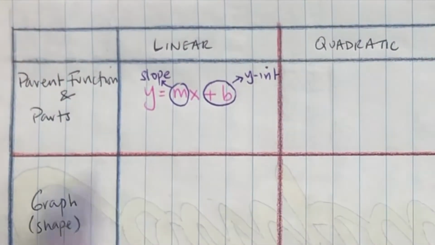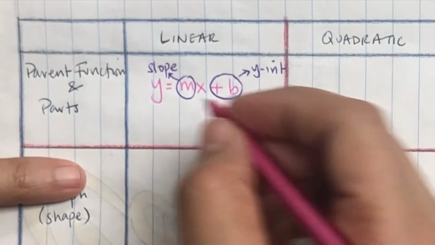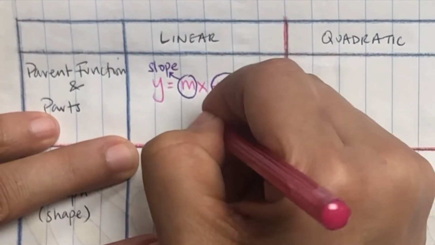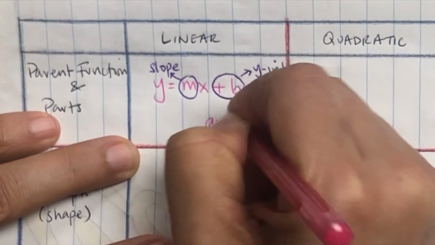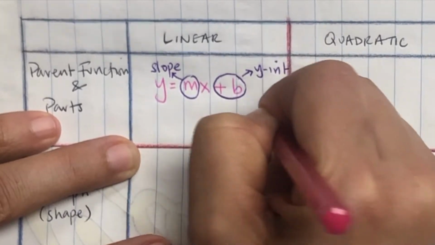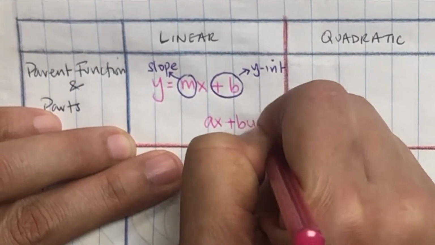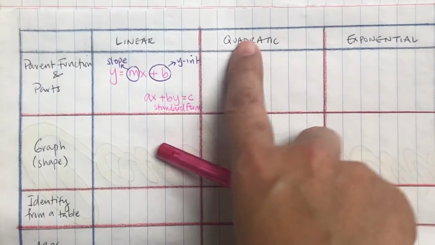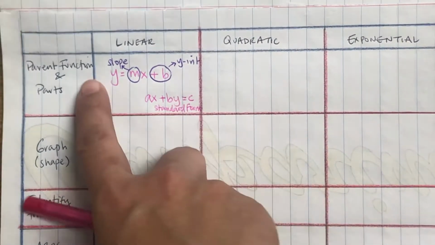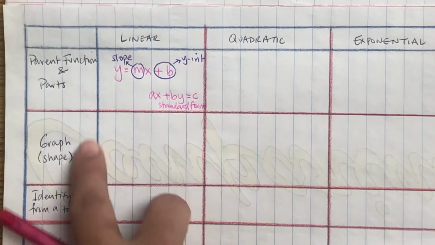Okay, I'm going to go ahead and write it down in standard form as well. So in standard form, what does that look like? It looks like ax plus by equals c. So this is standard form. All right, so what does the function for quadratic look like? What does a parent function look like? And what are the parts?